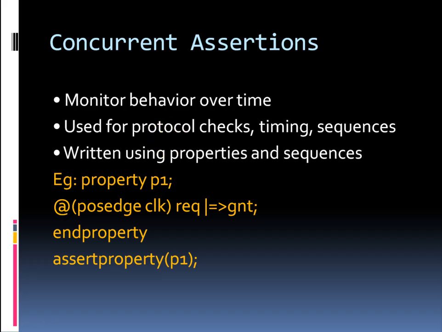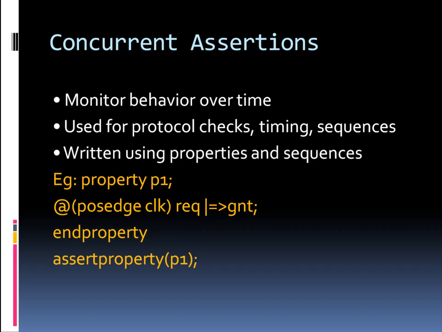Now let's see what a concurrent assertion is. Concurrent assertions are the most powerful part of SystemVerilog assertions. They observe signals over time. They check temporal behavior such as handshakes, protocols, delays, multi-cycle sequences, FSM, transitions. These are written using property, sequence, assert property, assume property, cover property, which we will be seeing later in this lecture. They run parallel to simulation, not inside the block.